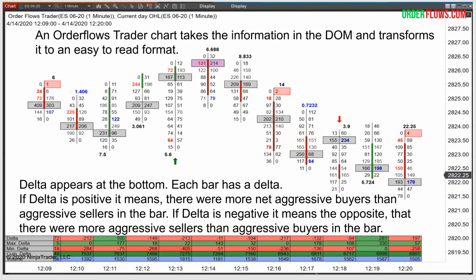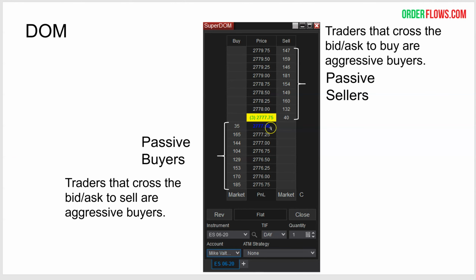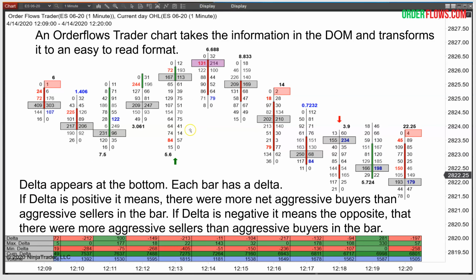And this is an order flow trader chart, right? What an order flow trader chart does, it's a volume footprint chart, and it takes all that information that you see traded here going back and forth in the DOM, and it puts it into an easy to read format. You can look at it on a minute-based chart, a 30-second chart, a 5-minute chart, a range-based chart, a volume-based chart, many different ways to look at what you see traded on a DOM, right?